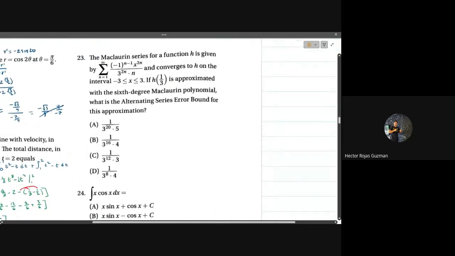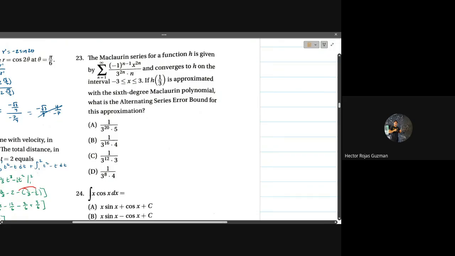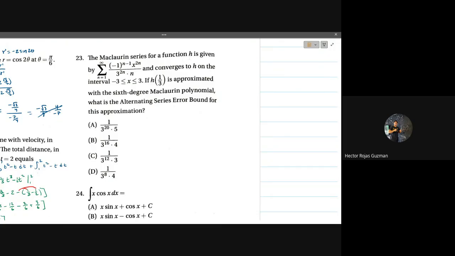A series question. Okay, the Maclaurin series for the function h is given, and it converges to h on the interval from -3 to 3. If h of 1/3 is approximated with a 6th degree Maclaurin polynomial, what is the alternating series error bound? So before I even do anything, let me go ahead and put my formula. S minus S of n is going to be less than or equal to the absolute value of a of n plus 1. That is what the alternating series error bound says.